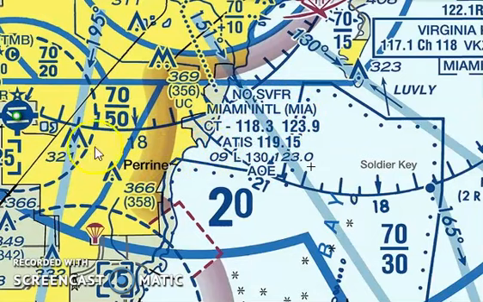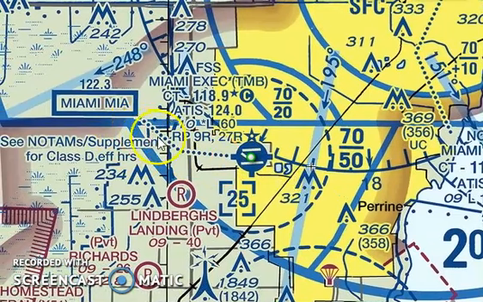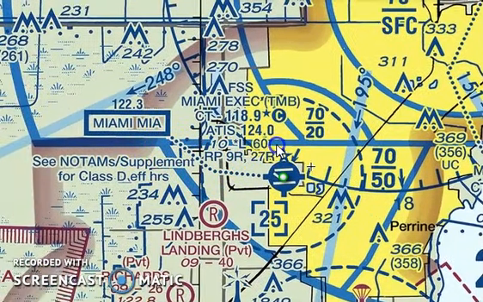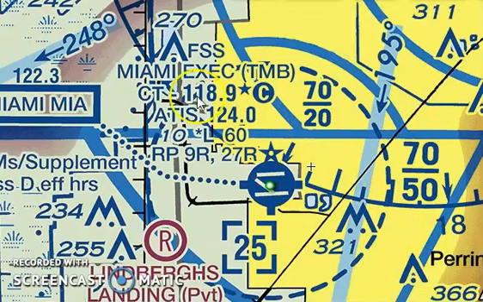But if we move over here to Miami Executive, which has a control tower, you will notice, and maybe I can zoom in a little more, that where it says CT for control tower and its primary frequency, you'll see a star.